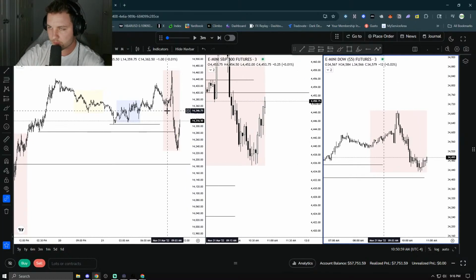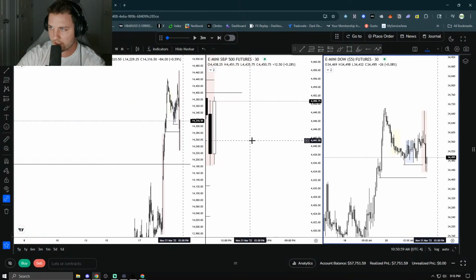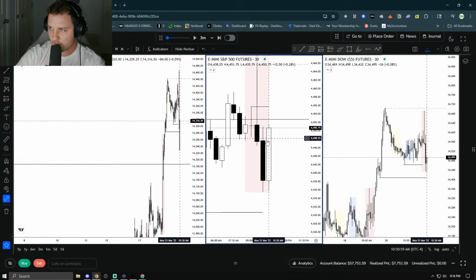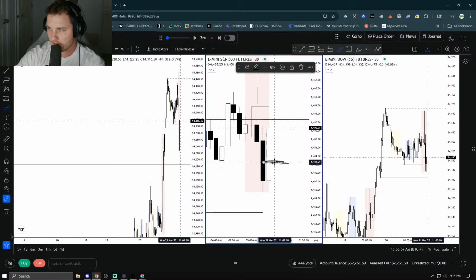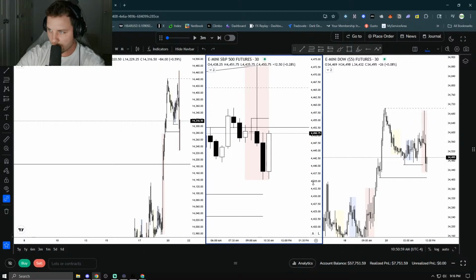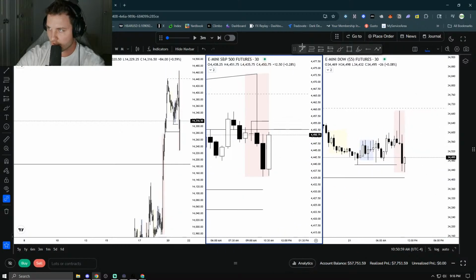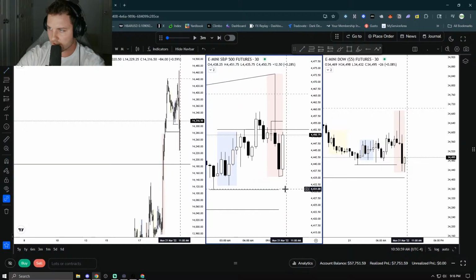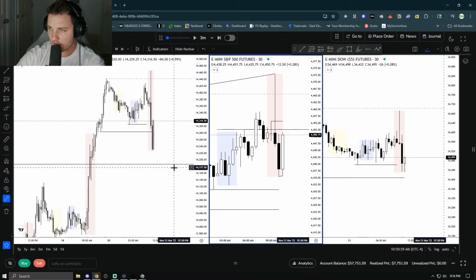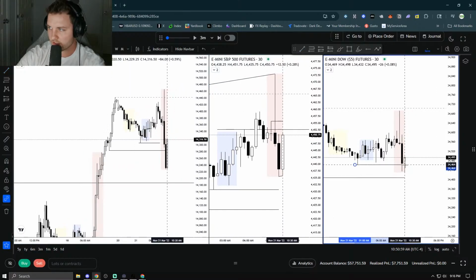Okay. So already my idea is invalid, right? Because we would want the wick to be formed right here in this area and we just displace higher. So now my idea is invalid. We do have this SMT here. So as soon as, see how YM takes this low and then we get the 2-stage.